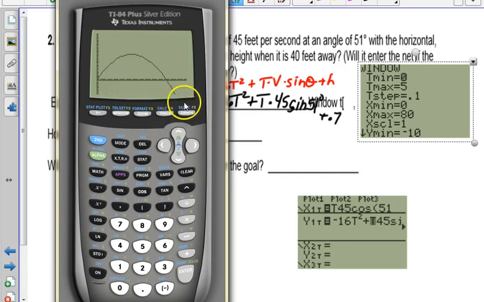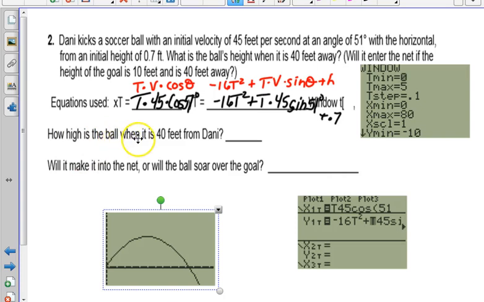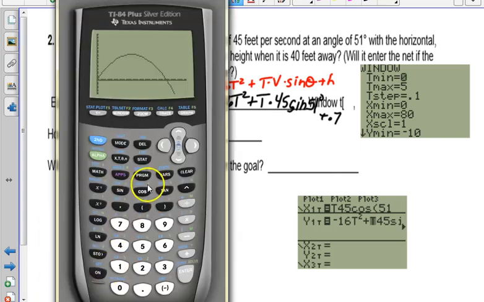So the question asks, how high is the ball when it is 40 feet away from Danny? Anybody need help before? Everybody got it to work? Okay, because again, like I said, this did not go well on the quiz. Okay, when it's 40 feet away, so I want X to be 40 feet away. Somewhere in there. How high is the ball? 17 or 18 feet up, right? Somewhere between there.